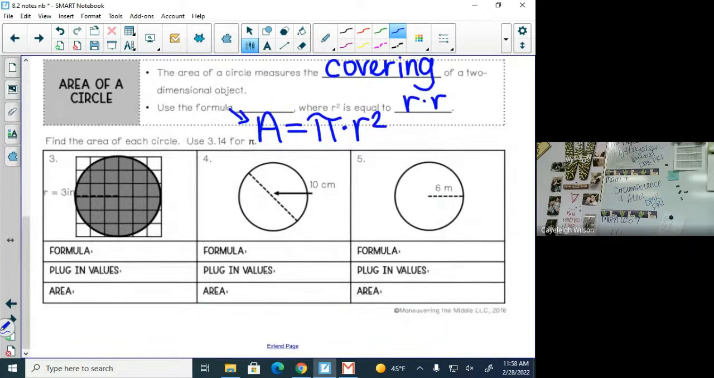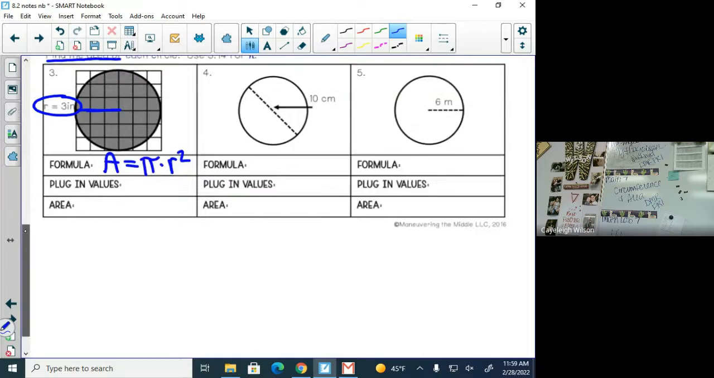Okay. So we're going to go into some examples for this. And remember, the area formula is pi times r squared. So I always have to know what? The radius. All right, so looking at number 3, they give me this right here, and they tell me that r is 3 inches. So I know that for my formula, I'm going to be finding the area, so I'm going to use pi times r squared. And we are going to fill this in.